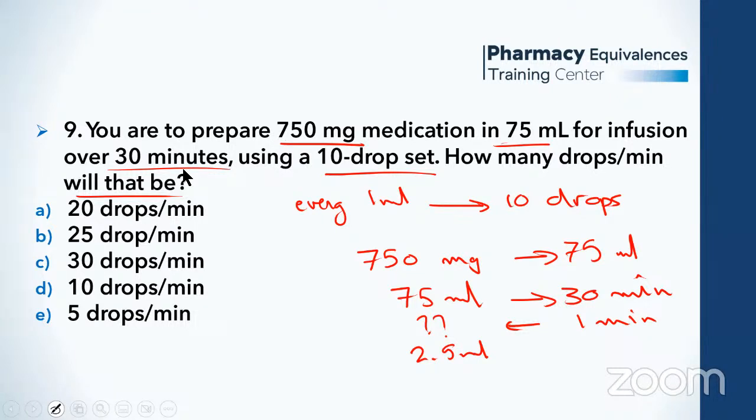We have 1 milliliter equivalent to 10 drops. So how many drops do we need for 2.5 milliliter? It is 25 drops per minute. Is it clear? This is how we can calculate the number of drops per minute, for questions like this, if we are asked about the number of drops for a certain dropper.